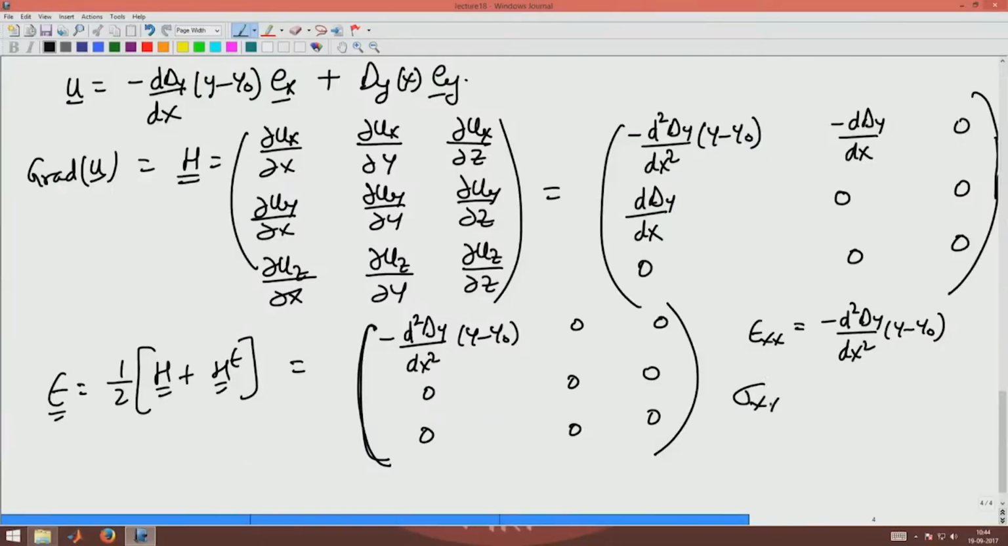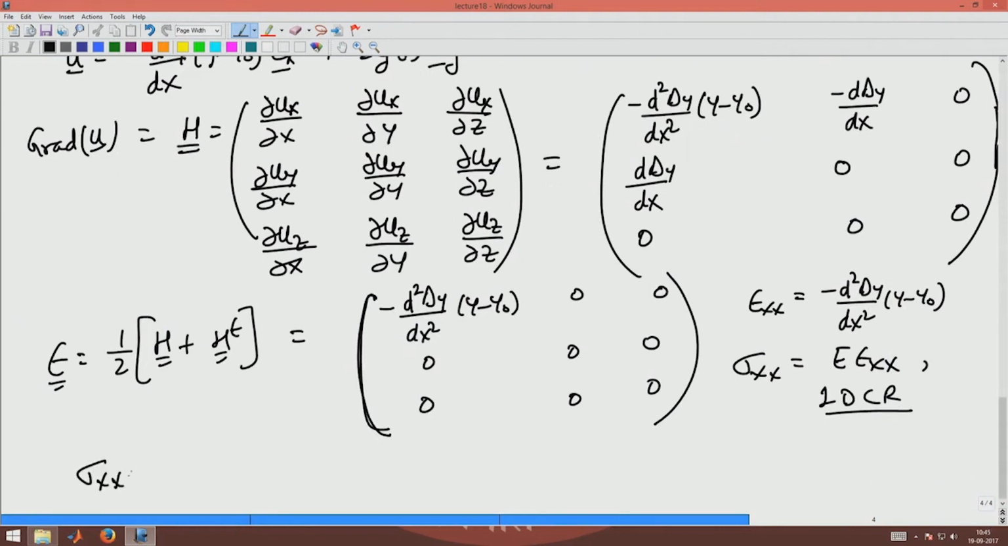So the strain is given by this expression, then we appeal to the one dimensional constitutive relation wherein sigma xx would be related to epsilon xx through the relation E times epsilon xx. This is a one dimensional constitutive relation because we are ignoring the Poisson's effects. So now sigma xx is given by minus E times d square delta y by dx square into y minus y naught.